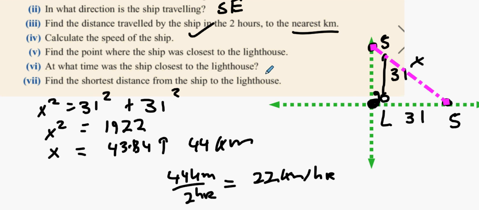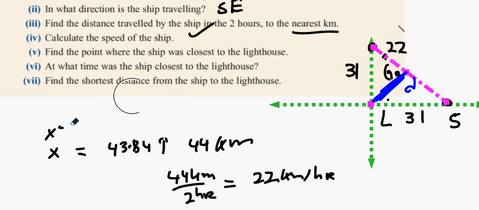Find the point at which the ship was closest to the lighthouse. What do you reckon? In the middle. Dead centre, isn't it? Yep. So something like this, isn't it? What do I do with my 44 kilometres? Half it. And what do I get? 22. Right angle triangle. That's at 90 degrees when you're at your closest. And this is 31, isn't it? And what distance am I looking for? Looking for that distance there, haven't I? Yeah. So how would I do that?